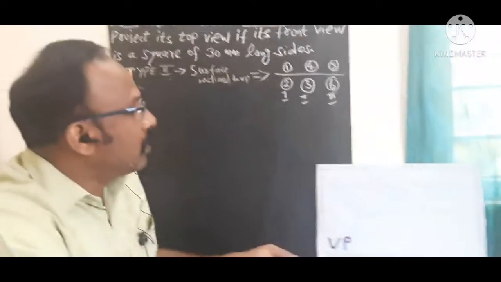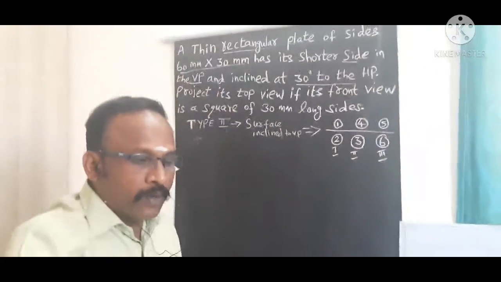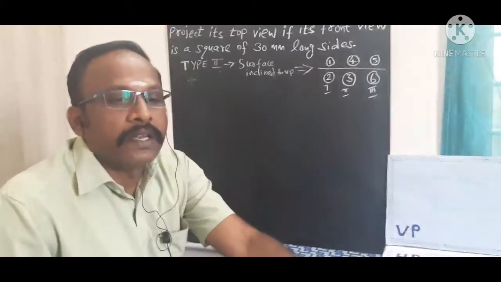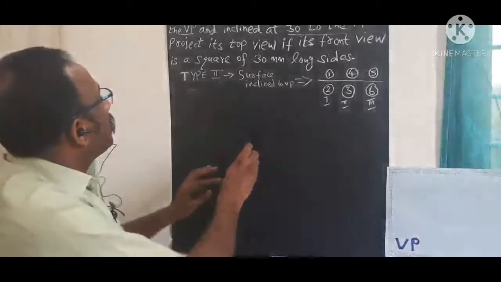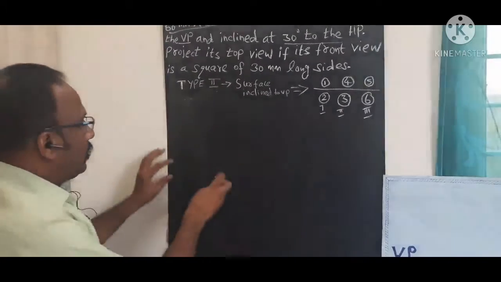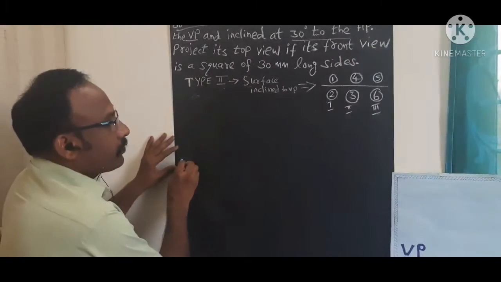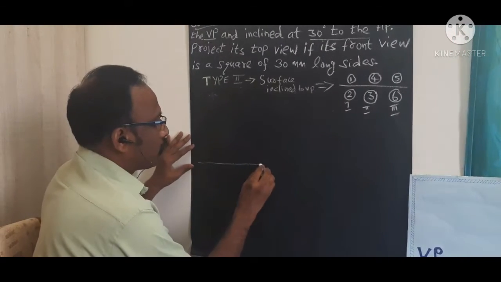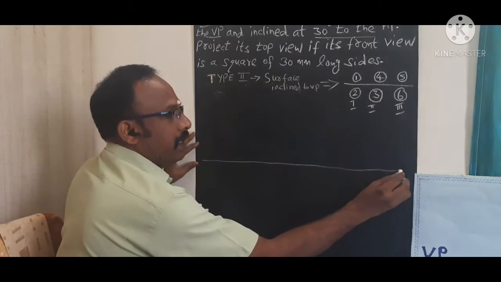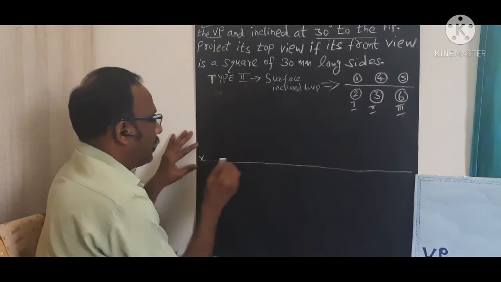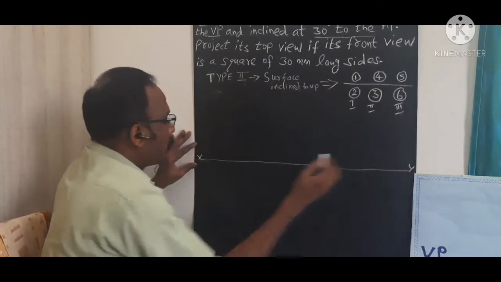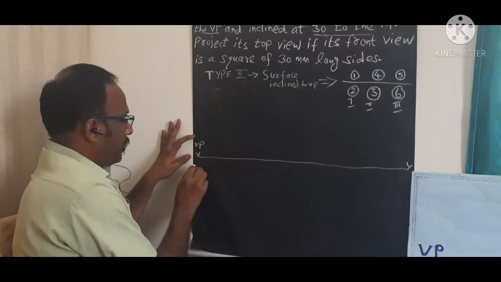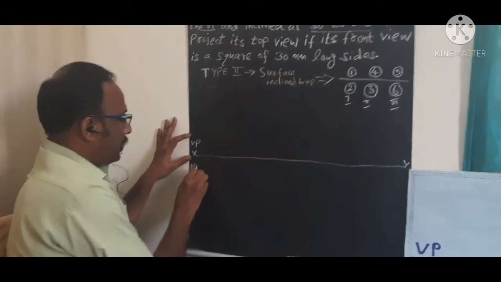Now I am going to solve this problem. First step, we need to draw the horizontal line. Draw the reference line XY here. Above XY, you need to mark the vertical plane. Below XY, you need to mark the horizontal plane.